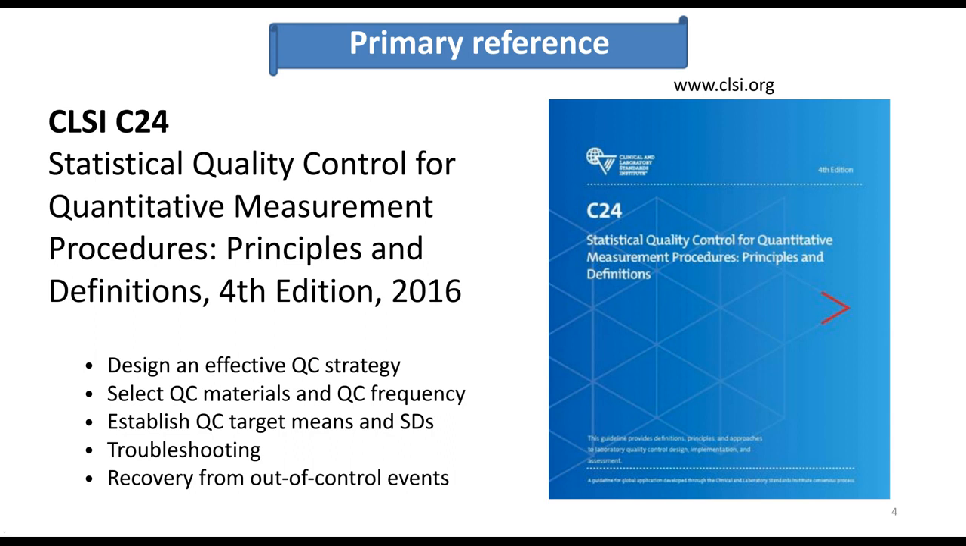The primary reference that will be used as the basis of the recommendations is the Clinical and Laboratory Standards Institute document C24, Statistical Quality Control for Quantitative Measurement Procedures. This CLSI guideline issues recommendations for designing an effective QC strategy, including defining quality requirements, selection of QC materials and frequency of QC analysis, establishment of QC target means and SDs, troubleshooting recommendations, and recovery from out-of-control conditions. The document can be found on the CLSI website listed at the top of the slide.